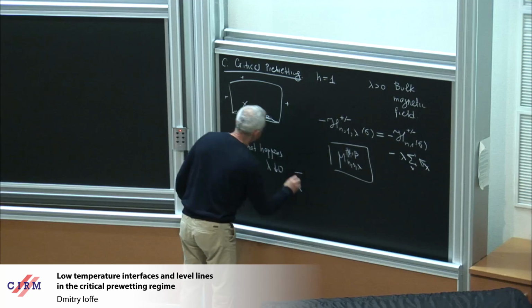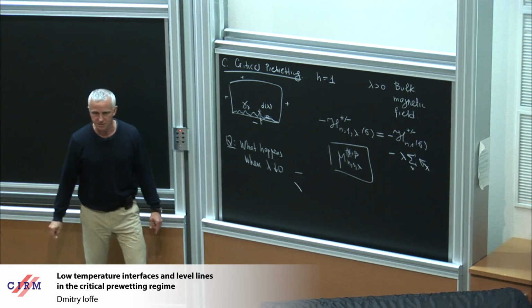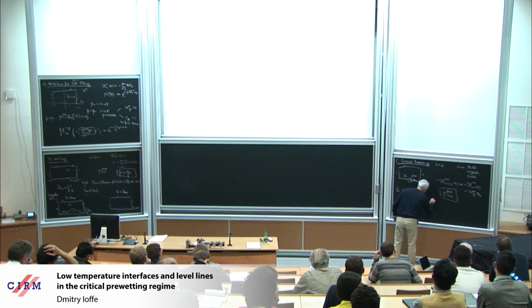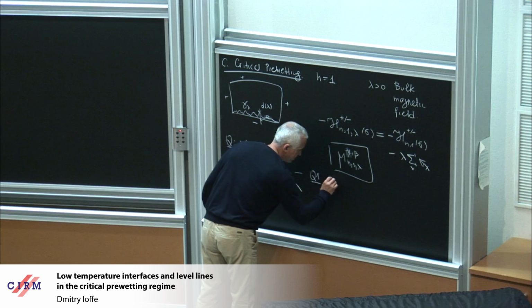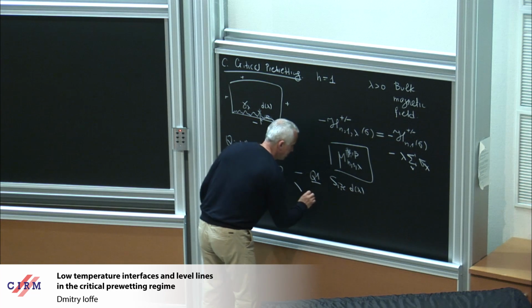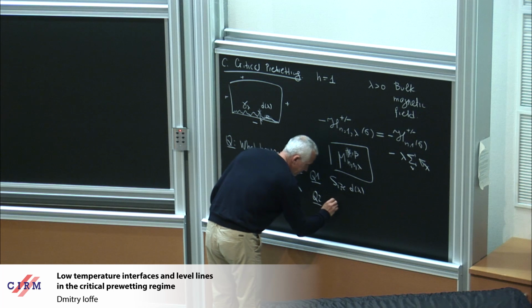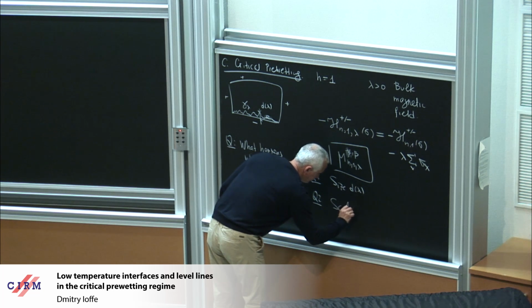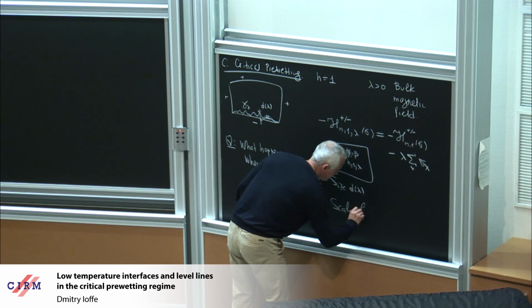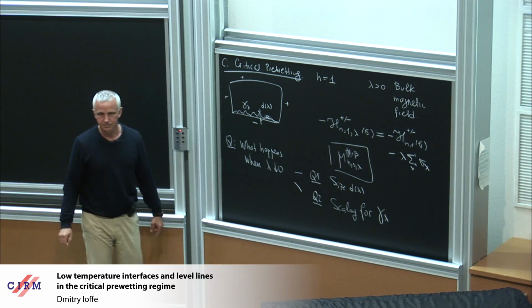So, I denote this typical size as d of lambda. There are two questions: question 1 is the size d of lambda, and question 2 is the scaling for gamma lambda.